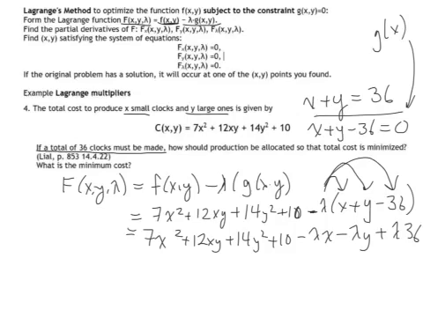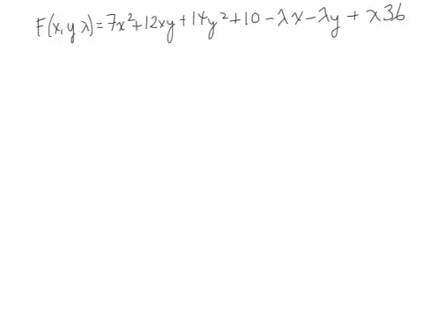So the next thing we need to do is find three partial derivatives, one with respect to x, one with respect to y, and one with respect to lambda. We're going to do that on the next page. I've written the Lagrange function here for us to work with, and now we need to find the first derivatives with respect to each of the three variables. So let's find f sub x first.